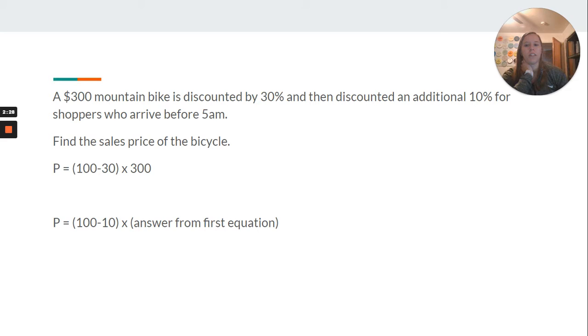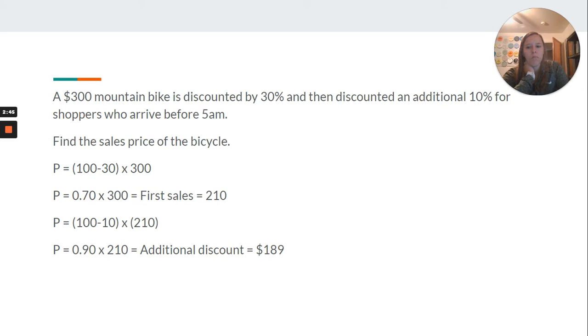So we're going to take 100 minus 30 because it's a markdown, and then in the second option, 100 minus 10. So we get 0.7 times 300, so the first discount is $210 is how much you're paying for the bike. Now if you get the extra 10%, 0.9 times 210, so the additional discount brings it down to only $189. Okay, so two steps when you're asked to find an additional discount. First find the original discount price and then find the discount from the first discount.